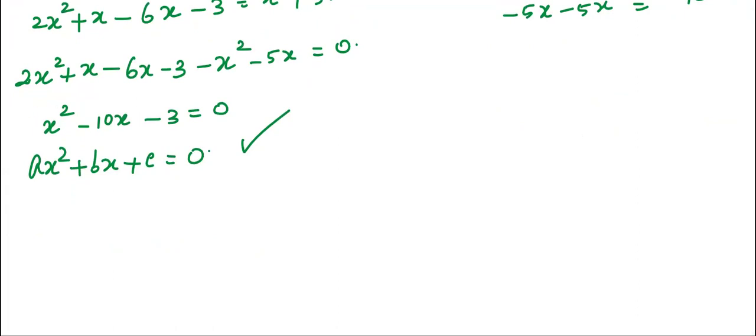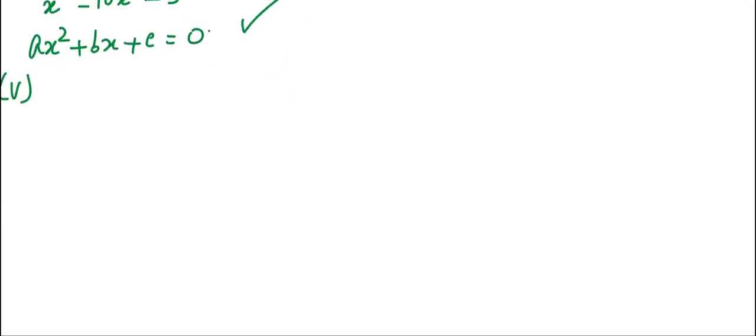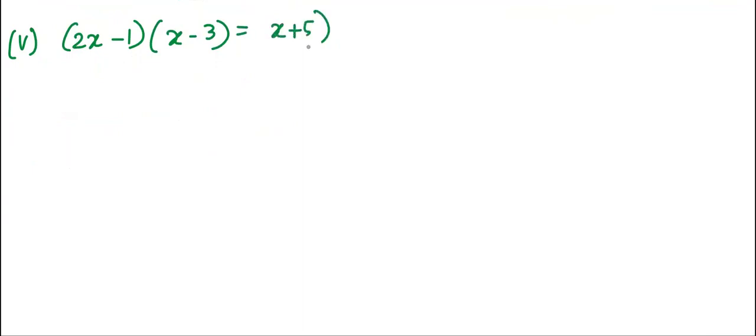Now next question. Question number 5. What is question number 5? Again, question number 5 is given in the product form. So what is this one? 2x minus 1 into x minus 3 is equal to x plus 5 into x minus 1.